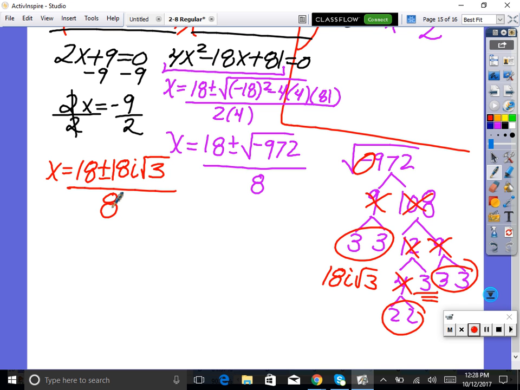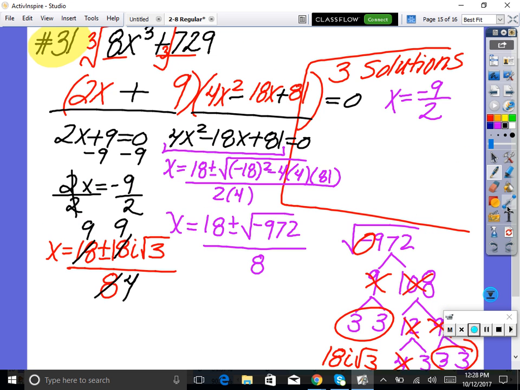So this is what we're looking at. Divide all of them by 2. This becomes a 4, a 9, and a 9. So in our bucket of solutions, we also have x is equal to, I want you splitting it up, 9 plus 9i root 3 over 4, and x equals 9 minus 9i root 3 over 4. We should have 3 solutions, and we do. That is my last example.